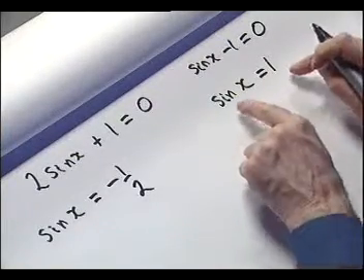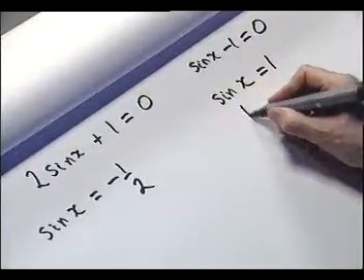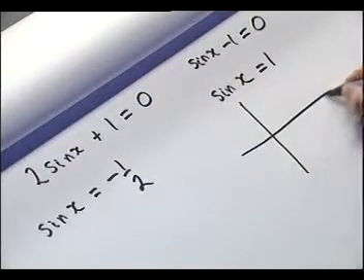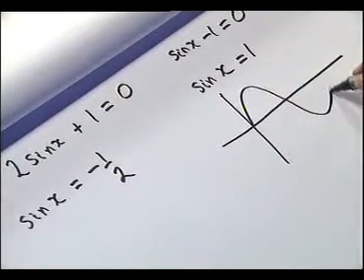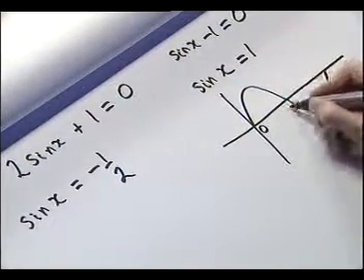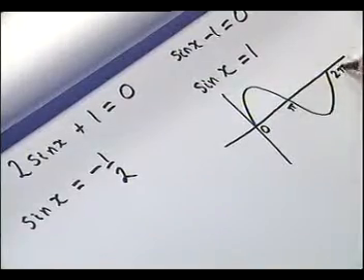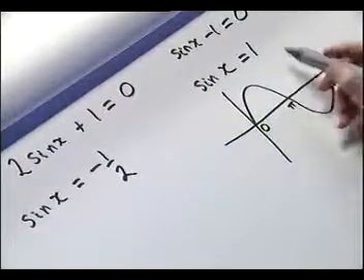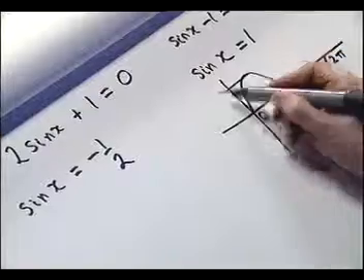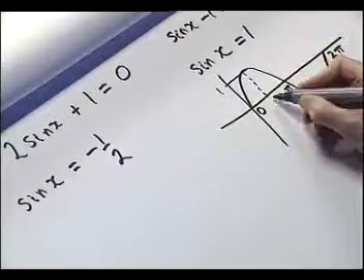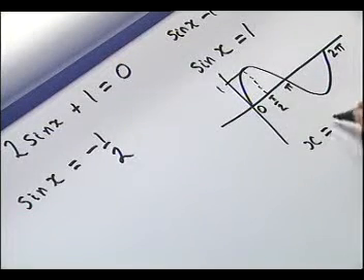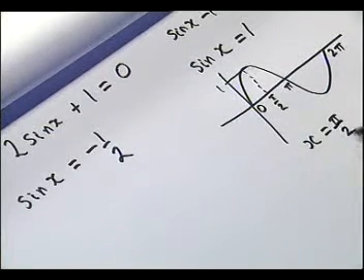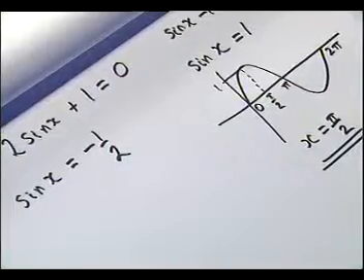So let me take this one first. Now, we were working between 0 and 2 pi. So we'll have a sketch between 0 and 2 pi of the sine curve. And we want sine x equals 1. Well, there's 1, and there's where it meets, and that's pi by 2. So we can see that x is equal to pi by 2.